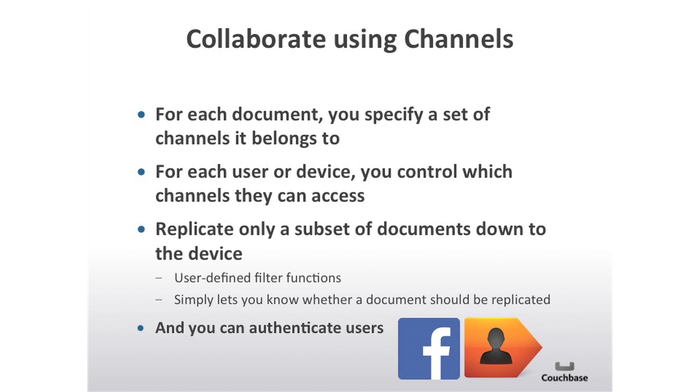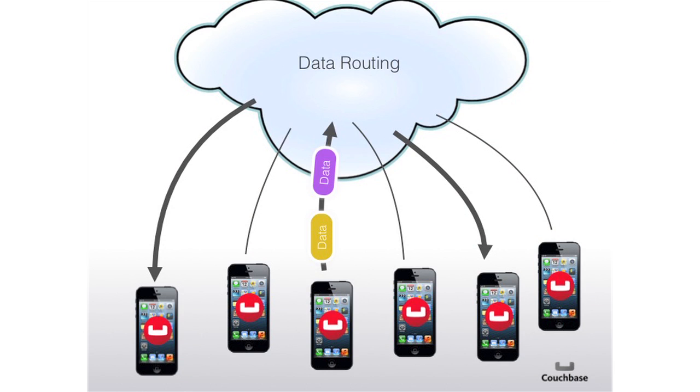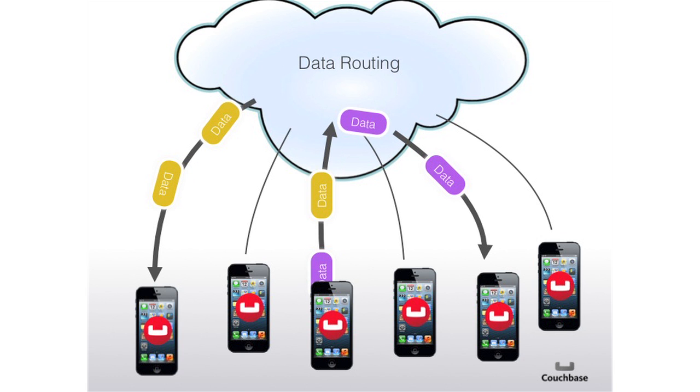So let's take a look at what that looks like visually. If you have a piece of data, the two different colors represent the channels that the data belongs to. And as the data is being generated, you might want it to flow in different ways. I want only the purple data to go out to the 5th iPhone there, and the yellow piece of data to go only to the first one. And so that's actually how it works.